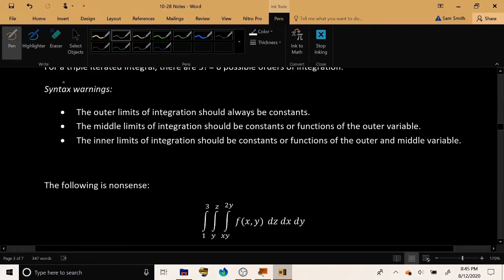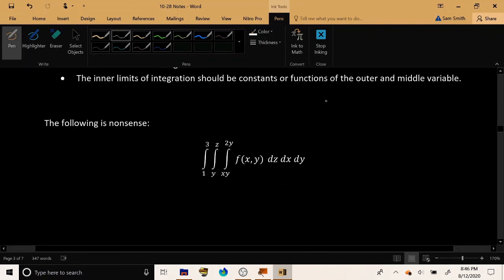So the first principle is the same as it is for double integrals. The outer limits of integration should just be numbers. The outermost limits are not allowed to contain any variables whatsoever, just numbers. Now the middle limits of integration can be a constant or a function of the outer variable, but can't have anything to do with the middle or inner variable. And the inner limit of integration has the most freedom of all. It can be a constant or a function of the outer and middle variable.